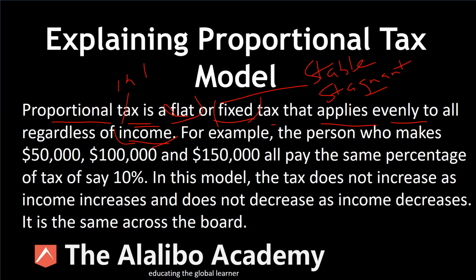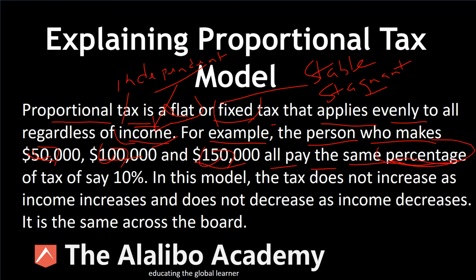That means it is independent. Let's put that here. It is independent of income, right? So income does not have anything to do with it. It does not influence the type of tax, the amount of, the percentage of tax you pay. So, for example, the person who makes $50,000 and the person who makes $100,000 and the person who makes $150,000 all pay the same percentage. Varying amounts, obviously, but the same percentage of tax. Let's say 10% as an example, right? So they all pay 10%.